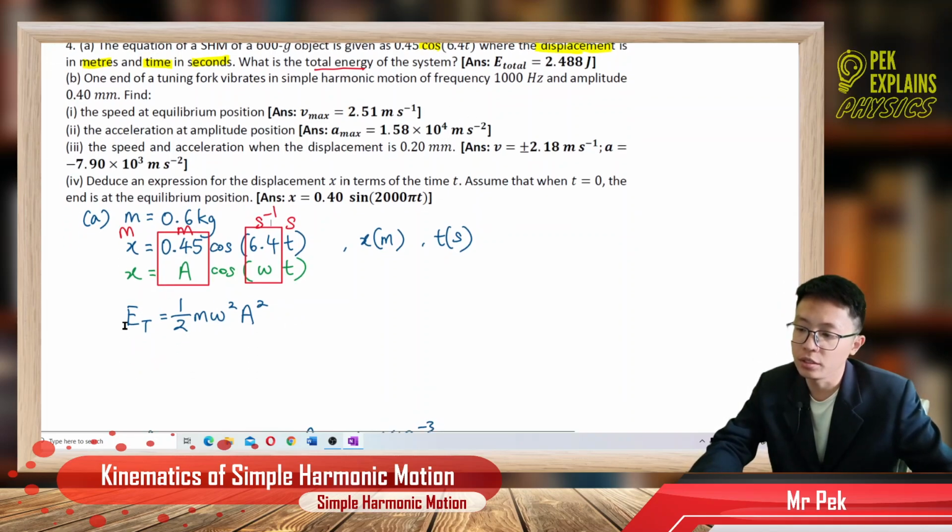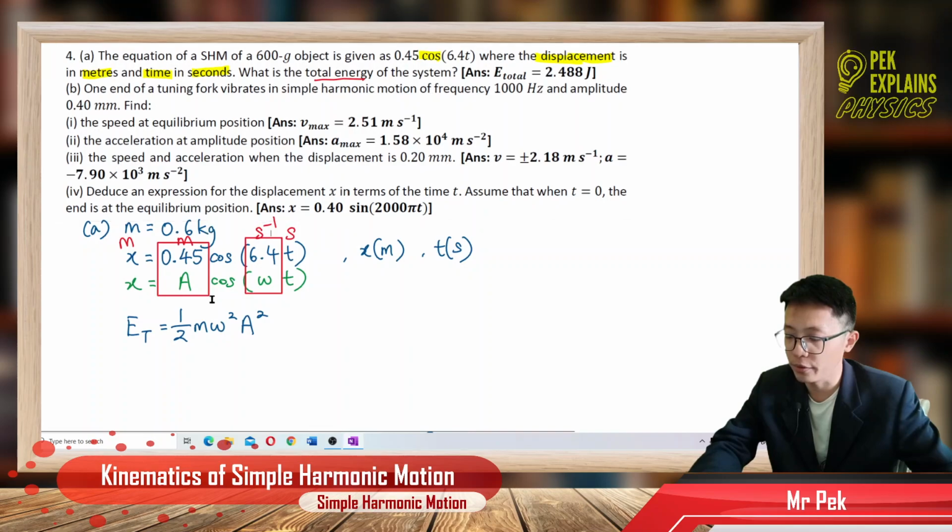Okay, so I want to find the total energy. The formula for total energy is half m omega squared A squared. So total energy depends on amplitude. The bigger the amplitude, the higher the total energy. Do we have all the information? Yes, we have the mass, the omega, and the amplitude. Is everything in SI unit? Yes, mass I converted from gram to kilogram already, omega is per second, and the amplitude is in meter. No worries about the unit, all in SI unit.